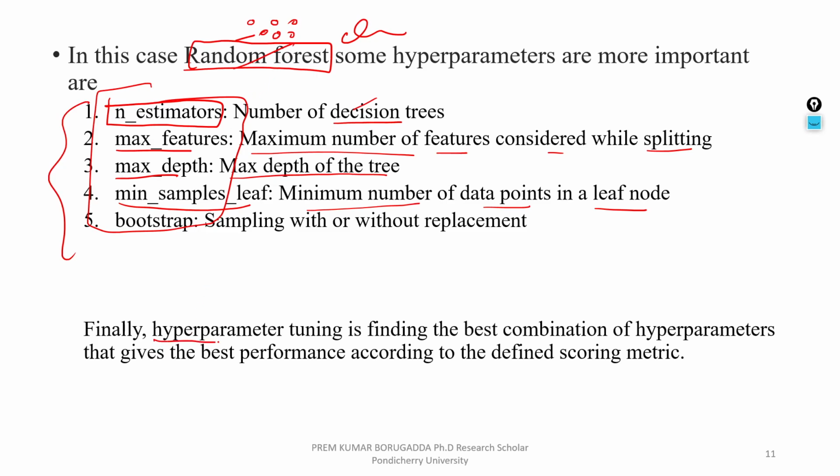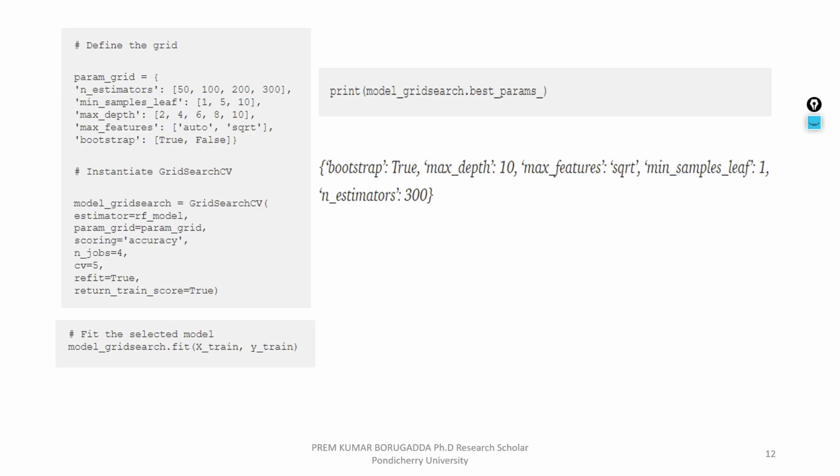Finally, hyperparameter tuning is finding the best combination of the hyperparameters that gives the best performance according to our different scoring metrics. If you see this example, here we are defining the random forest classifier hyperparameters: n_estimators can take values 50, 100, 200, 300. So 4 values they are considering for n_estimators.